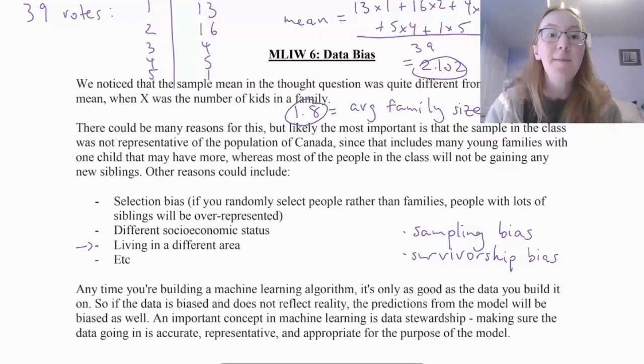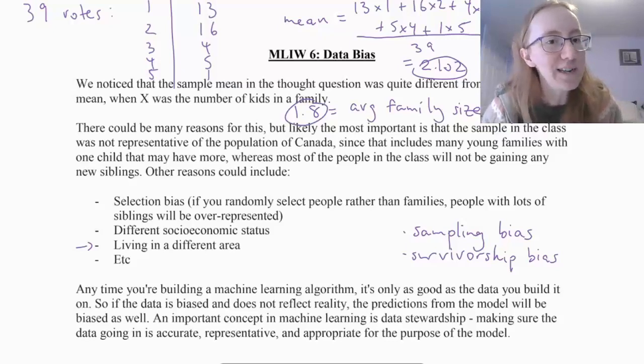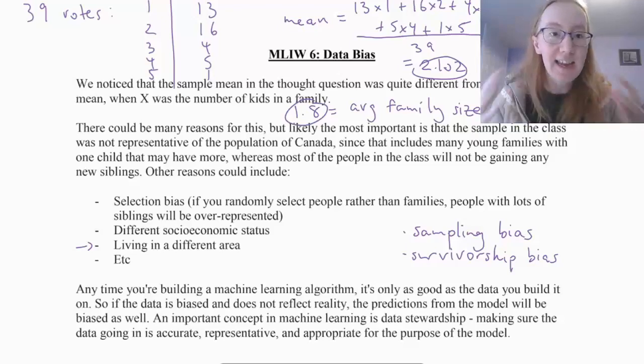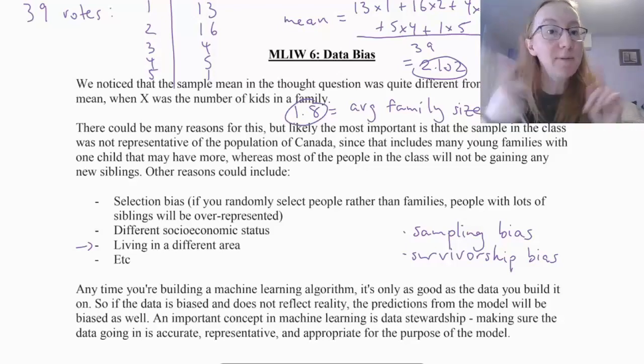But the basic idea is, anytime you're working with any kind of machine learning algorithm, it's only going to be as good as the data. There's a good phrase, garbage in, garbage out. If you build a model based on garbage data, you're going to get garbage results. The data has to be reflective of the thing that you're trying to measure. So it wants to be representative of the population.